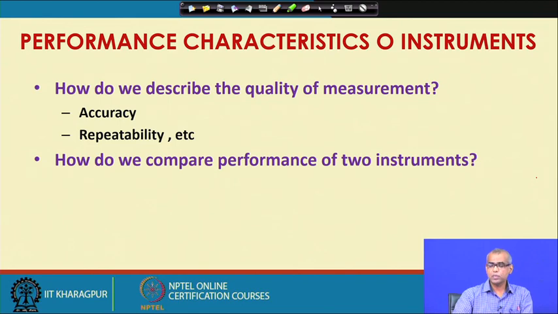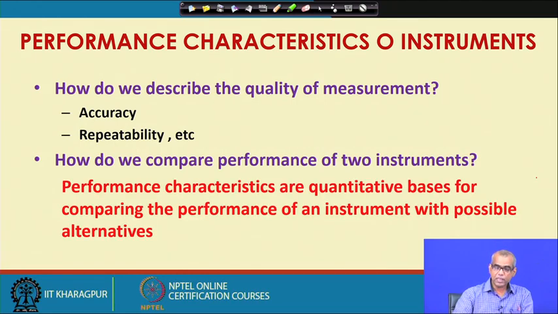And how do you compare the performance of two instruments? This is what we just discussed: if we have two different instruments which can be used for the measurement of the same process variable, how do I compare the performance of these two instruments? So, performance characteristics are a quantitative basis for comparing the performance of an instrument with possible alternatives.